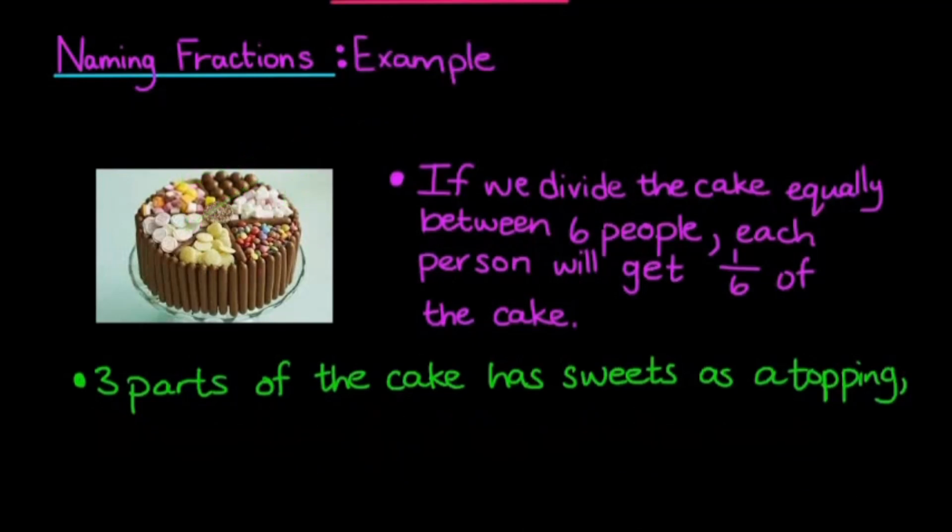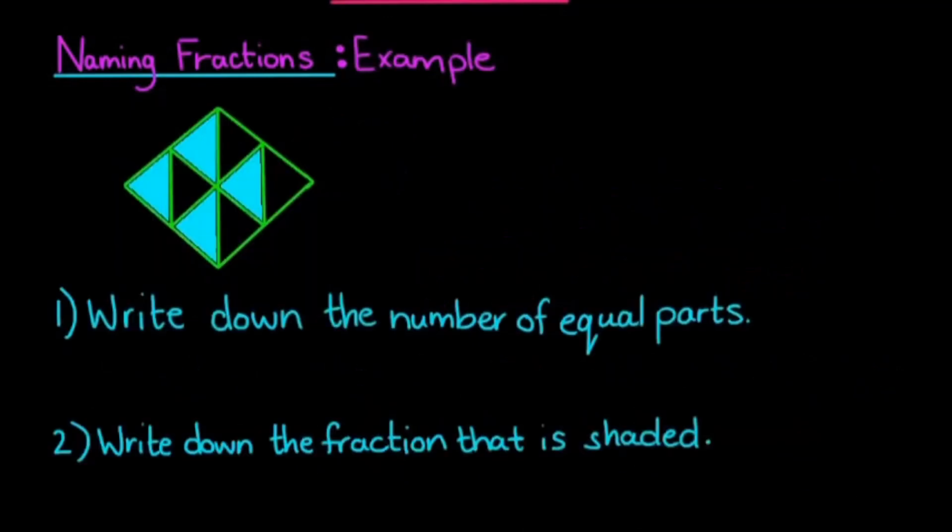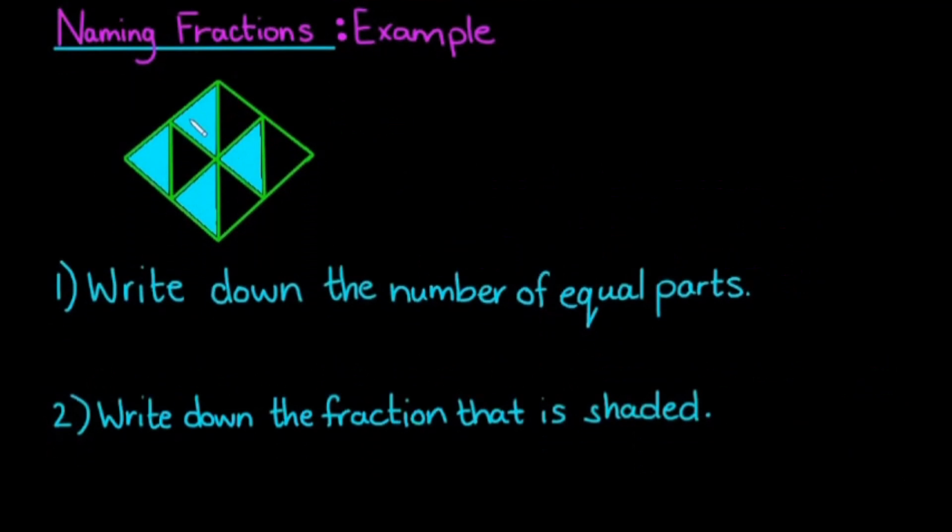Now we're going to head to our first example. So I have the shape in front of me, which is a diamond, and in the diamond there are triangles. There are 8 triangles in this diamond. So in our example, they ask us to write down the number of equal parts. So as I mentioned before, there are 8 triangles within this diamond. So we will say there are 8 equal parts.